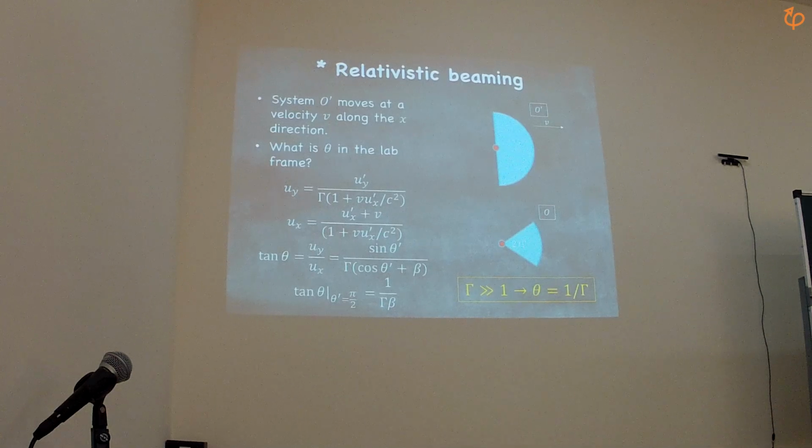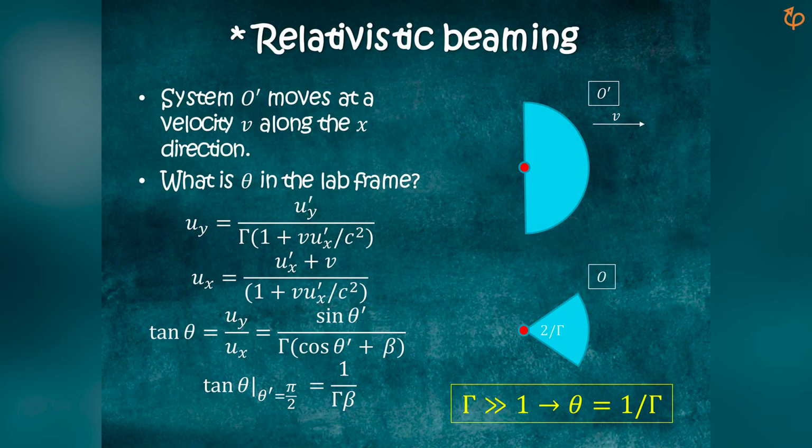Now an observer that is sitting in the lab will see this blob moving at a velocity close to the speed of light in this direction with a Lorentz factor of gamma. The angle that this observer measures is 1 over gamma beta, or 1 over gamma if beta is close to 1, because everything is moving at the speed of light, so beta is basically 1. So what does this 1 over gamma mean?